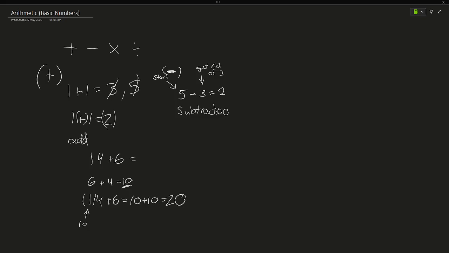Oh, if I can spell properly. Subtraction. So we are subtracting, or we are minusing.